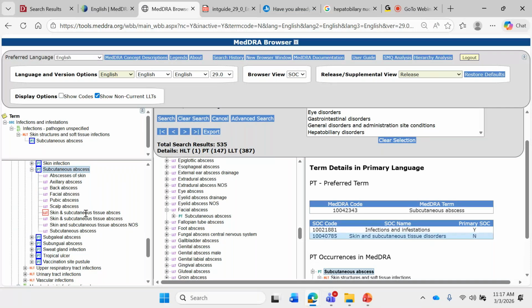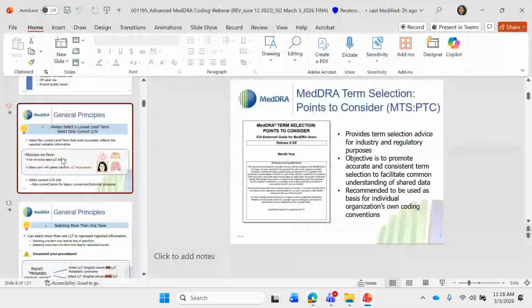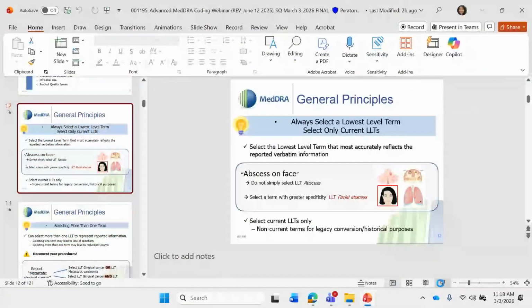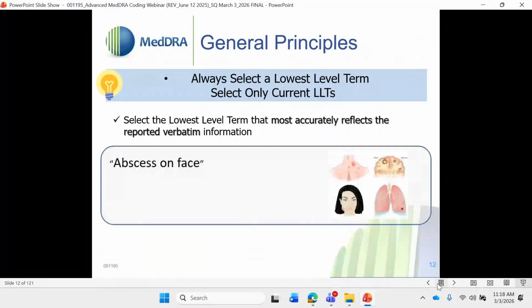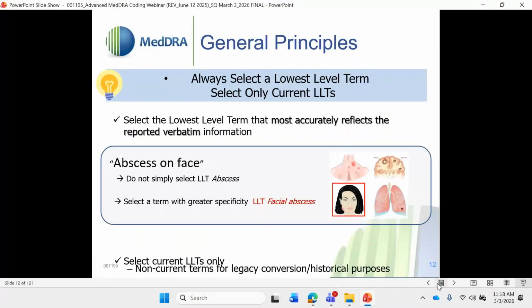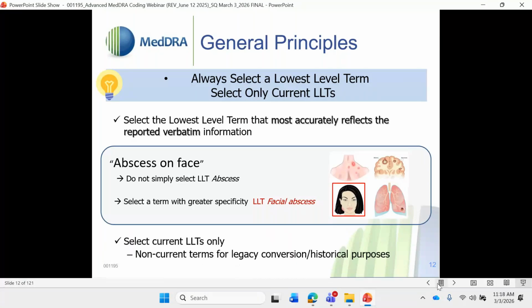It still shows for historical and legacy purposes, just to show you that at one point in time, this was a good LLT. You could use it, but it has been marked non-current now, not to be used for coding. Okay. So I hope the take-home message has been delivered: do not use non-current LLTs and use very specific terms if they are available, depending on what's reported to you.